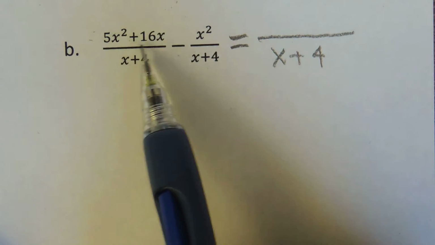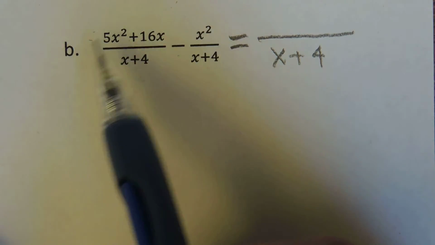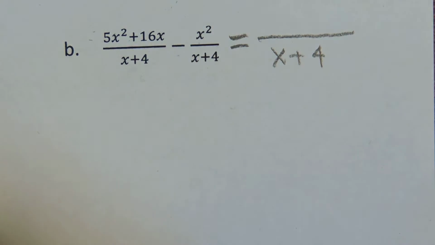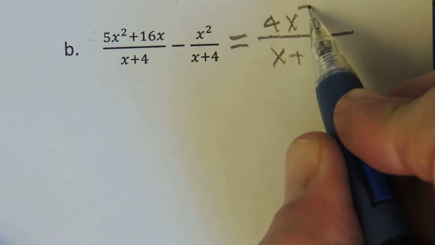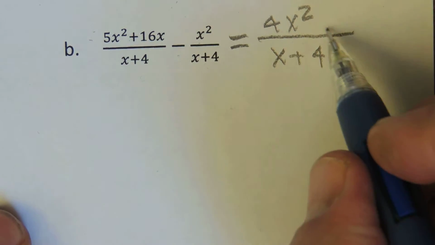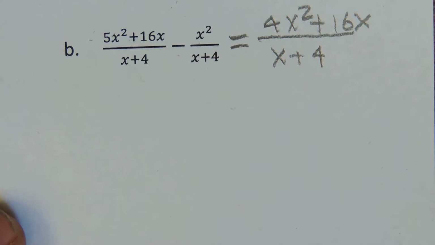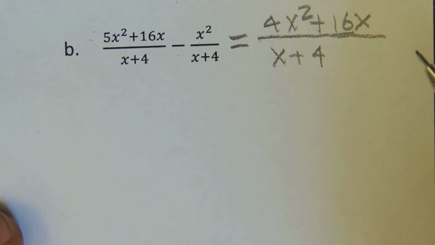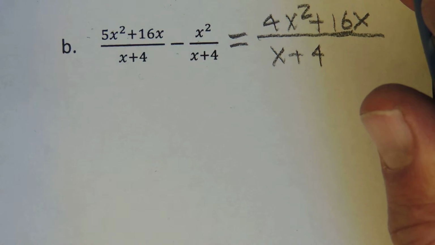And then I combine like terms when I subtract the two numerators. So I'll have 5x squared plus 16x. I subtract an x squared, so I lose one of these x squareds. Plus 16x. I need to check now and see if that is in fact simplest form.